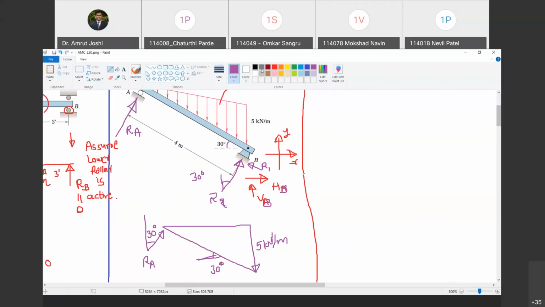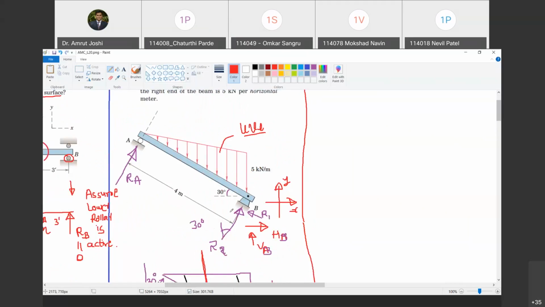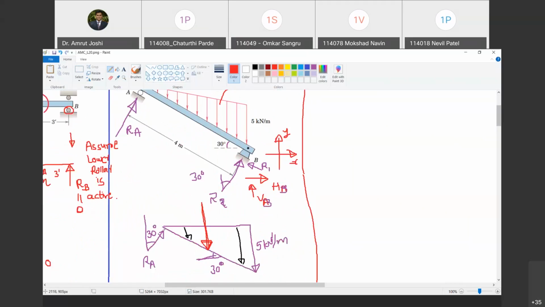And now can we replace this UVL by a single force? Yes, we can. How will we do it? What will be the single force? Look here, that single force, how much will it be? Half base into height. Do you agree with me? Yes. But now we have to calculate this base. Agree with me? So what is this distance? Can you tell me how much is this distance?